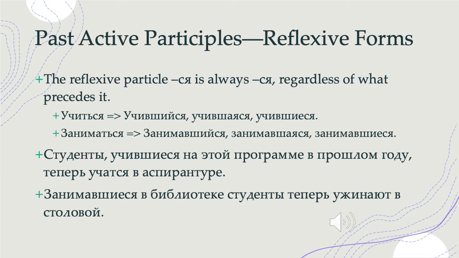So some examples we could have are студенты, учившиеся на этой программе в прошлом году, теперь учатся в аспирантуре. The students who were studying in this program last year are now studying in grad school. Or занимавшиеся в библиотеке студенты теперь ужинают в столовой. The students who were studying in the library are now having dinner in the cafeteria.